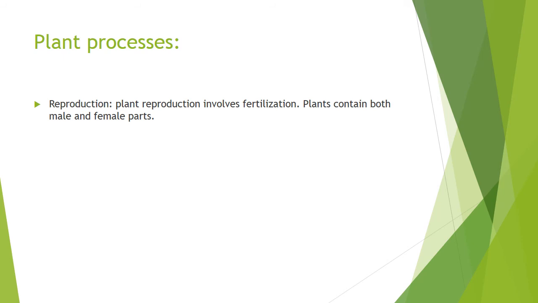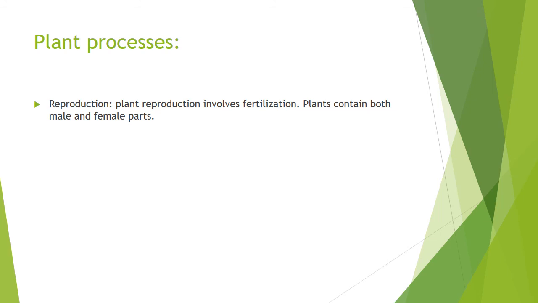Now reproduction. The fourth process is reproduction. Plant reproduction involves fertilization. Fine. What is fertilization? To give a new individual or to develop a new individual. ठीक है, जब एक नई living thing बनती है तो उसको हम fertilization का नाम देते हैं. ठीक है. Then plants contain both male and female parts.